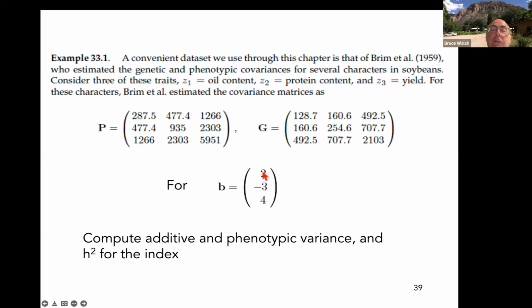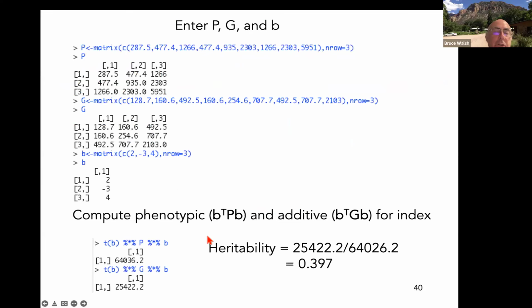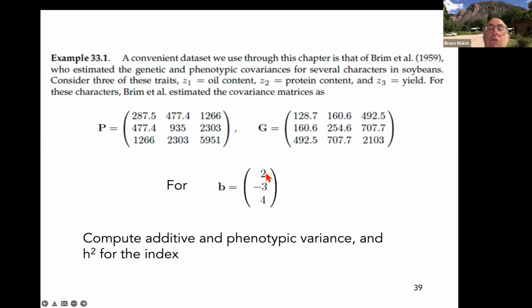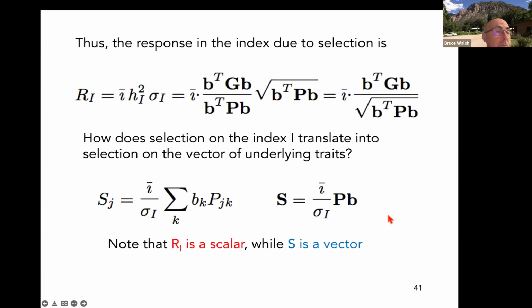Here are our weights, 2, minus 3, 4. And from those, that is the phenotypic variance, b transpose P b. That's the genetic variance, b transpose G b. So the heritability, the ratio of genetic to phenotypic, is about 0.4. So this index, 2 oil minus 3 protein plus 4 yield, has a heritability of about 0.4.